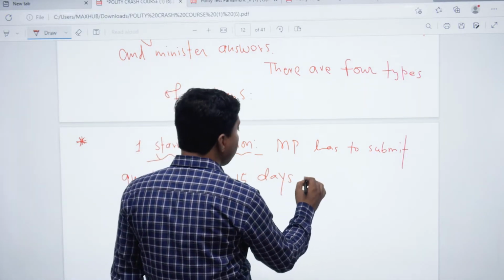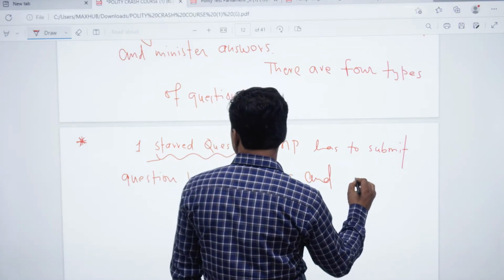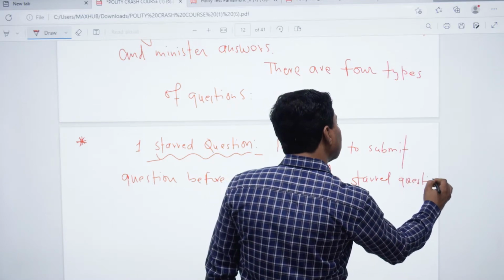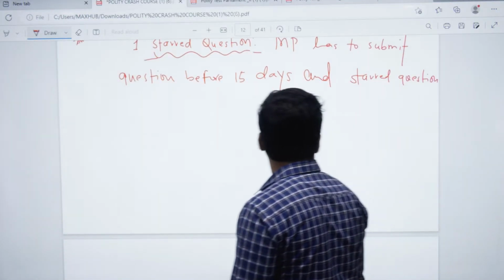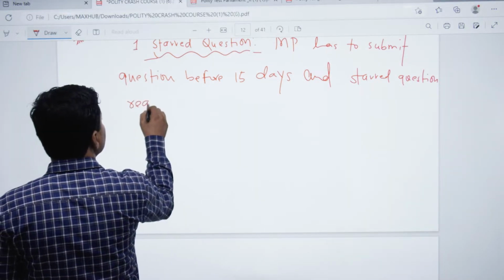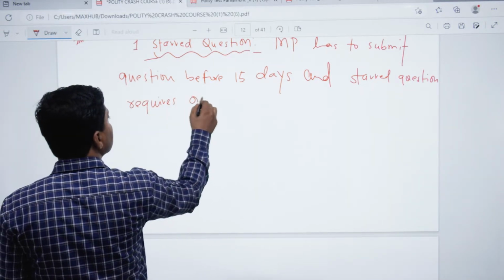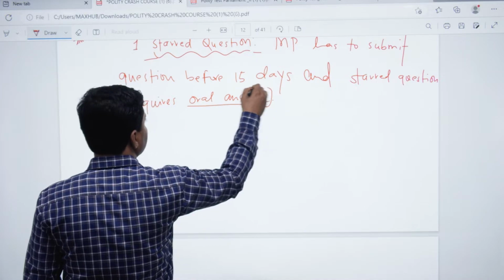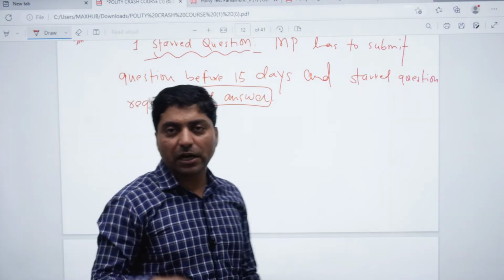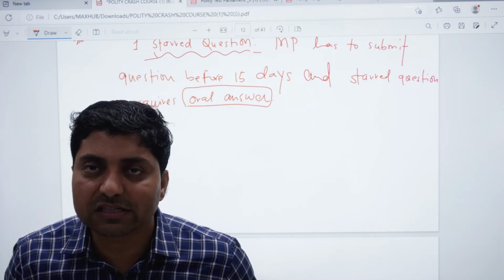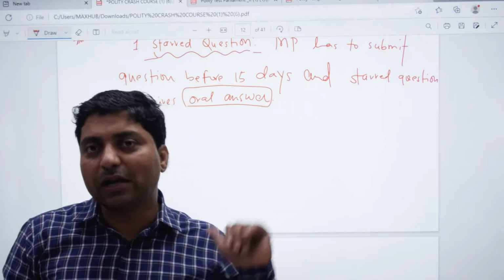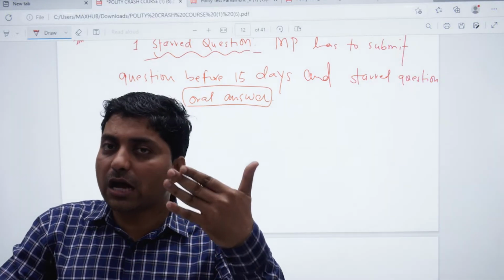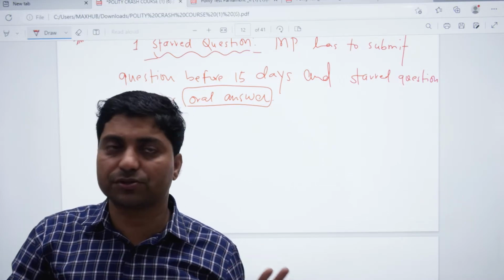And a starred question requires an oral answer. ये oral answer डिमांड करता है. oral answer चाहिए. पार्लियामेंट में कहिए आप कि क्या हुआ, इसका आंसर क्या होगा. And subsequently, the next question can be asked by the same person or any person.